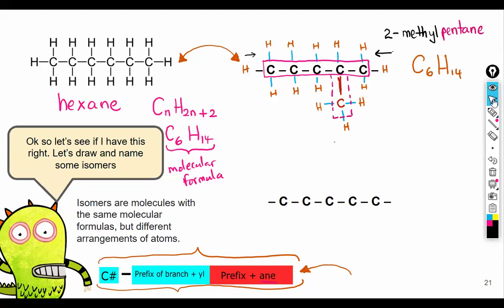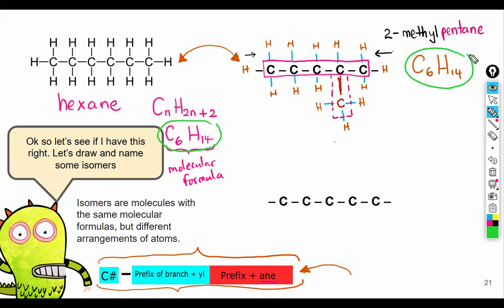Now, here's the thing. If you notice, both of them have the same exact molecular formula. Look at this. Hexane is C6H14, if I am quoting the molecular formula. And 2-methylpentane has the same molecular formula.